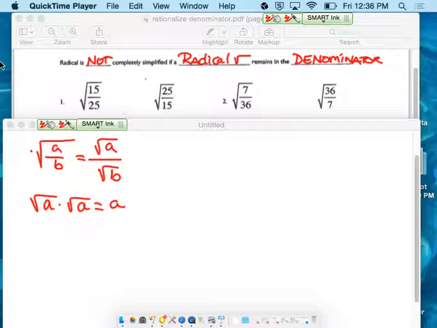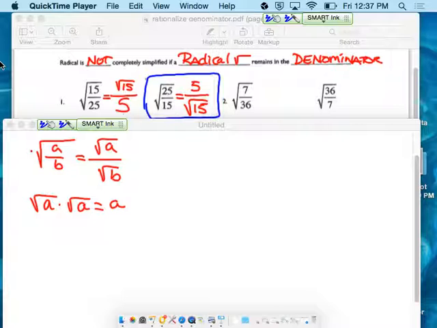So something like number 1, since 25 is a perfect square, this would be radical 15 over 5. I could just leave it at that. Radical 15 over 5, since 25 is the perfect square. And then looking at the next example, I could say the square root of 25 is 5, and then that would be over radical 15. So let's use this as a good learning example.